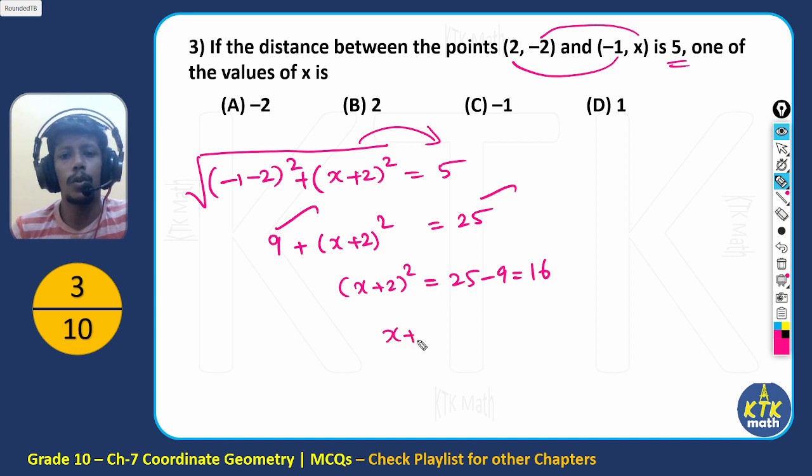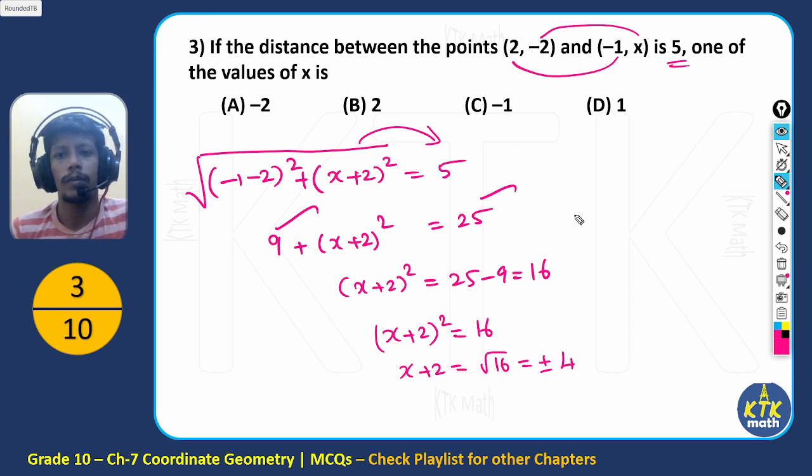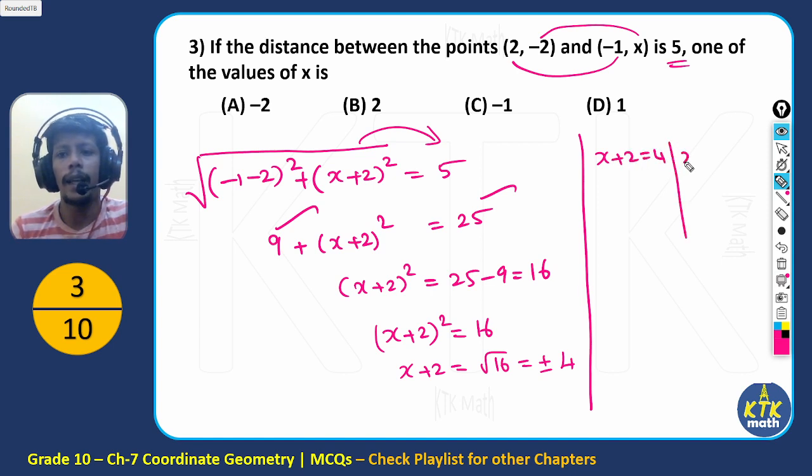So x plus 2 the whole square is 16, which means what? x plus 2 equal to square root of 16. Square root of 16 will give me plus or minus 4. So I'm going to have two answers. So x plus 2 equal to 4 and x plus 2 equal to minus 4.